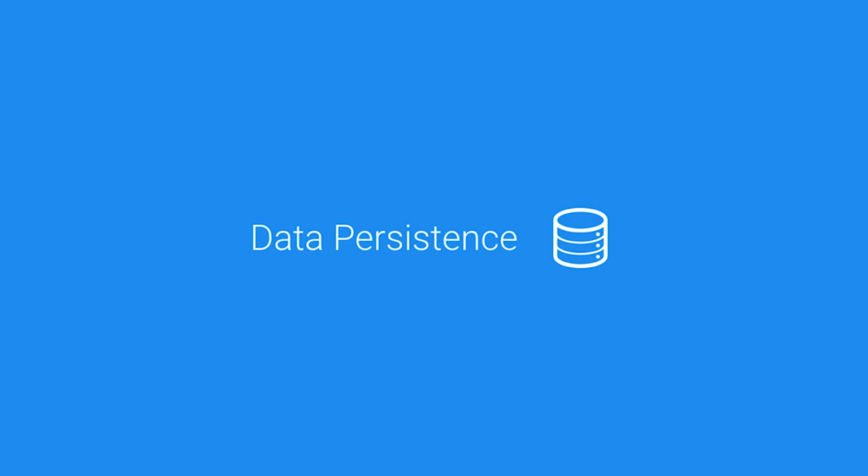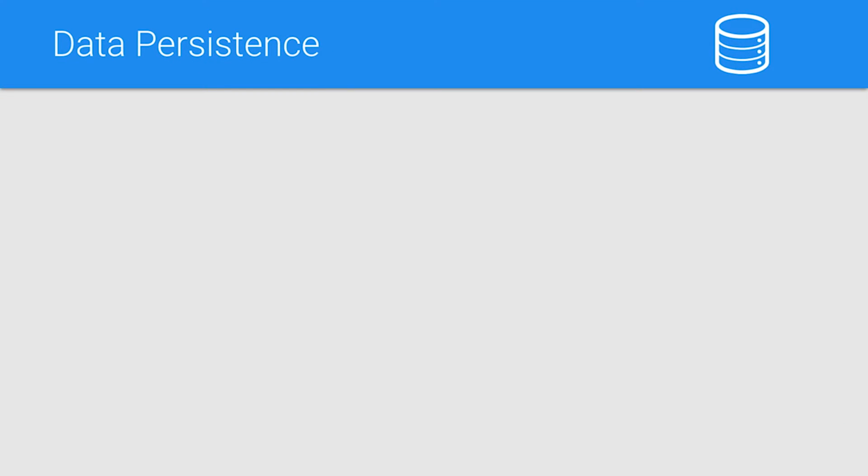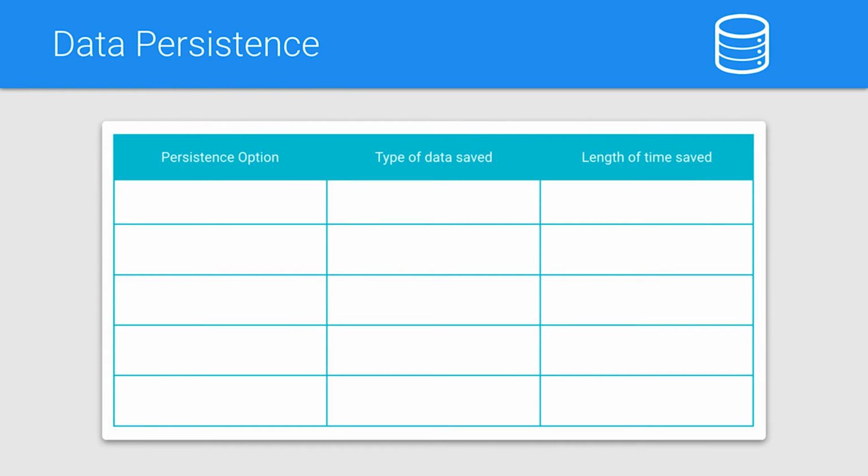Before we jump into making a settings screen, I want to talk a little bit about data persistence in Android. Persisting data is the act of saving some data to the phone. There are 5 different ways to persist data that you should be aware of.